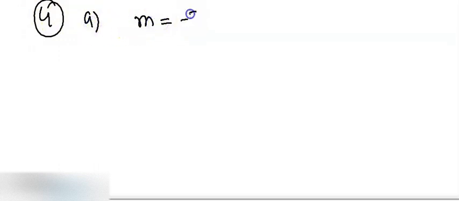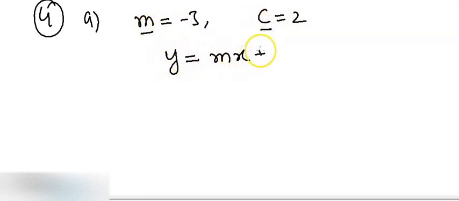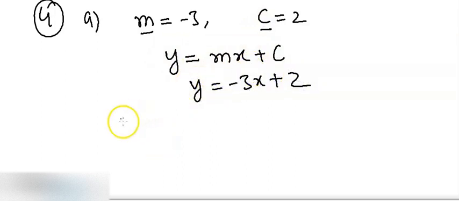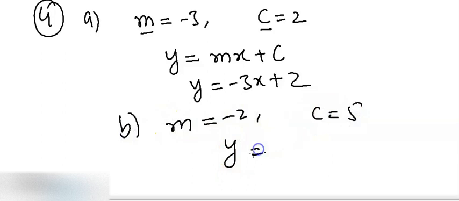In question number 4 it says write down the equation of the straight line given by, in A, gradient minus 3 and y-intercept c equal to 2. We have seen that if we are given slope and intercept, then we will use this form, y equal to mx plus c. So this is going to be y is equal to minus 3x plus 2. Similarly in part B, m is minus 2 and c is 5, so the equation is simply y equal to minus 2x plus 5. So let's talk about question number 5.